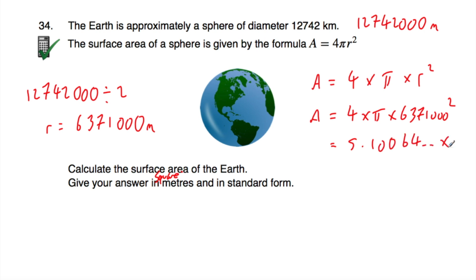When we type that into our calculator and press equals, we get an answer of 5.10064 and so on times 10 to the power 14. Now I'm just going to round this to two significant figures, so that'll be 5.1 times 10 to the power 14 meters squared, or square meters. And that's it. So we've found the surface area of the Earth in square meters and in standard form.